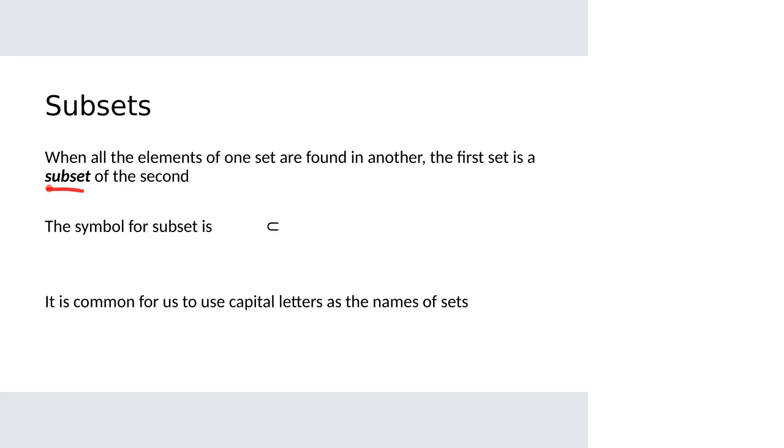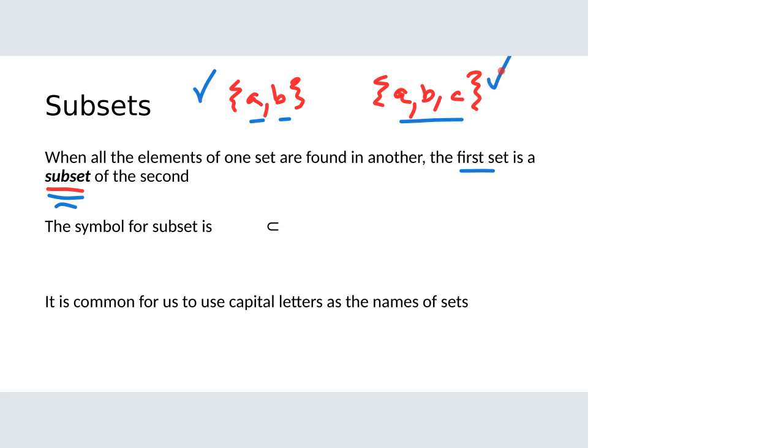This makes a lot more sense when we put some actual elements and sets together. So I'm going to say the set AB, and I have over here the set ABC. And now we'll read that definition again. When all the elements of one set are found in another, the first set is a subset of the second. So when all of the elements of this set are found in this other set, then we can say that this first set is a subset of the second set. Because basically everything that's in here can be found in that one. So it's a subset. It came from there.